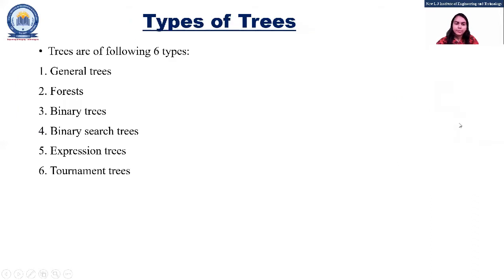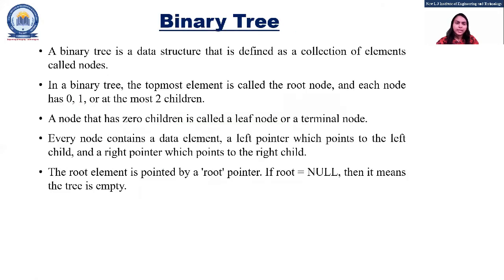Now there are types of trees known as general trees, forests, binary search trees, expression trees, and tournament trees, right? So if you are given a question that you need to list the different types of trees, these are them. Within these we have different kinds of trees, such as for binary trees we have complete binary tree, then perfect binary tree, and so on and so forth, right? So we will discuss binary tree first.